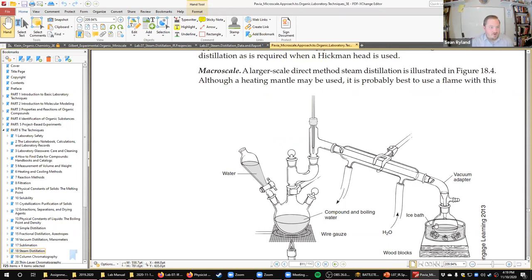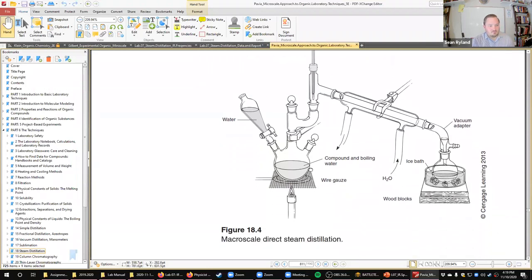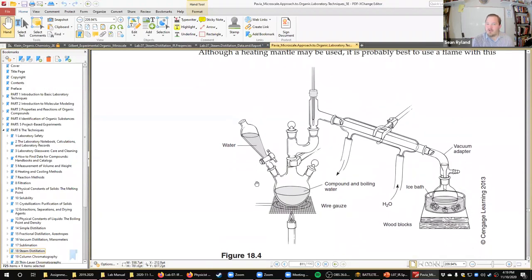So this is a really common method. It's been around for a really long time, and this is how almost all essential oils are actually extracted from the plants. You can do this with anything that has an essential oil: lavender, cinnamon, stuff like that. Cloves and limonene are usually picked for this lab because essential oil of lemon and essential oil of cloves are really just one compound.